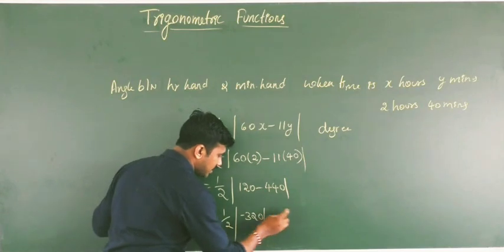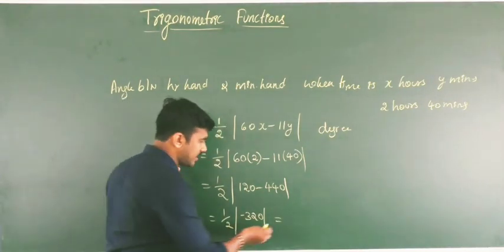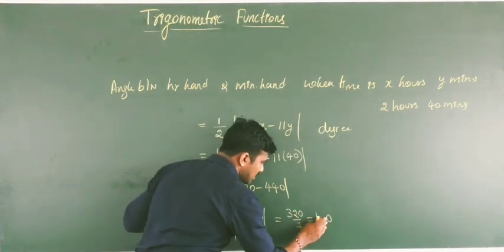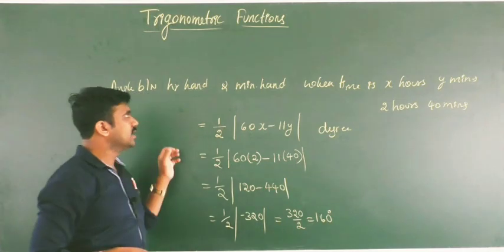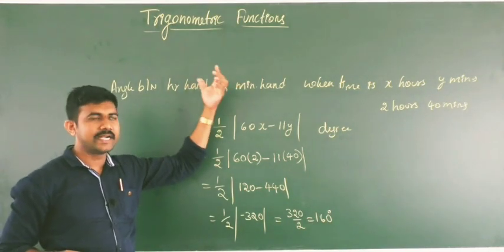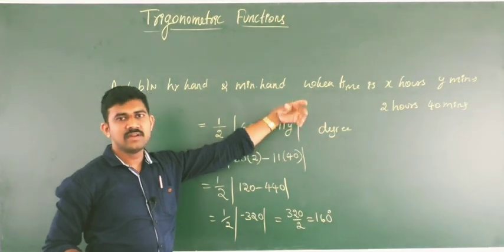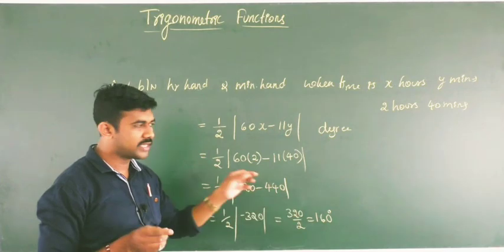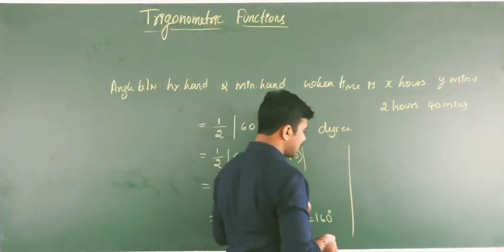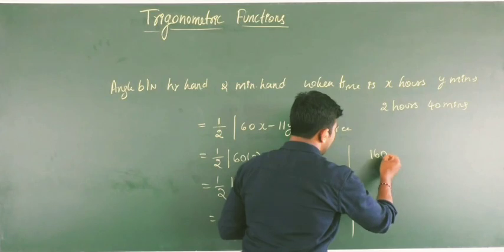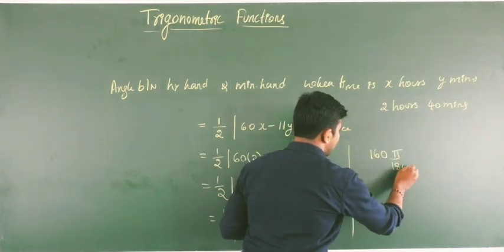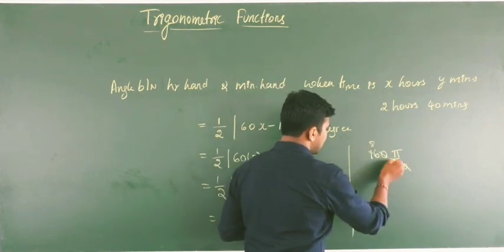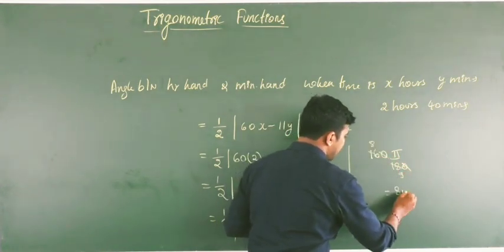Taking the absolute value, plus 320 divided by 2 gives 160 degrees. So the angle between the hour hand and minute hand when the time is 2 hours 40 minutes is 160 degrees. But this is in terms of degrees. What is the radian, the central angle in radians? To convert, multiply 160 into pi by 180. Here 2 eights are 16, 2 nines are 18, so we get 8 pi by 9.